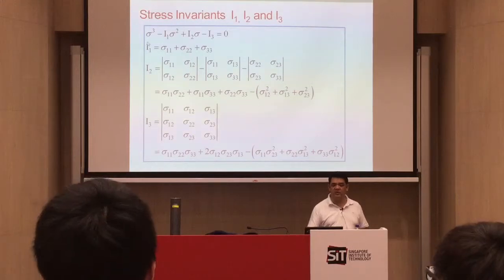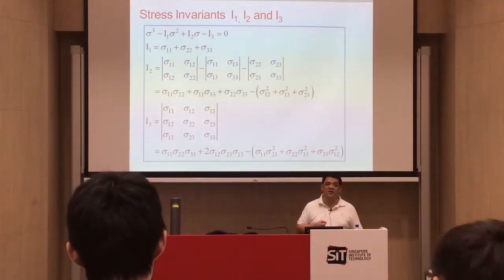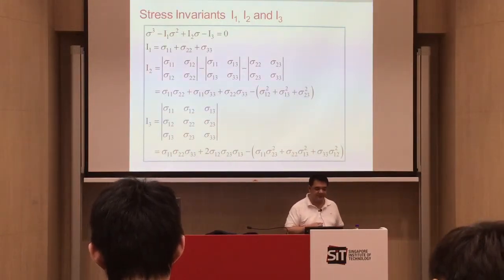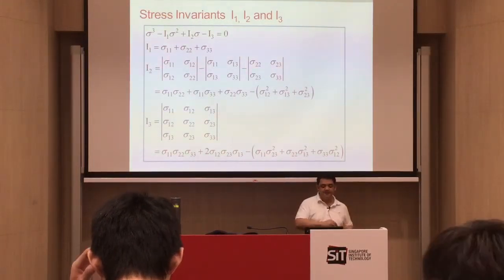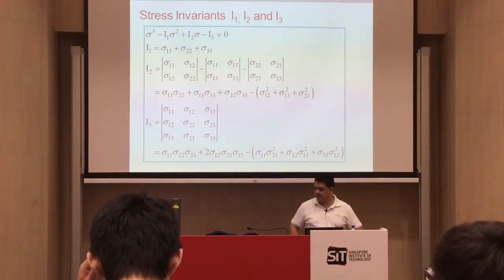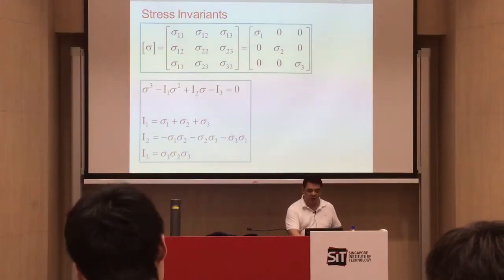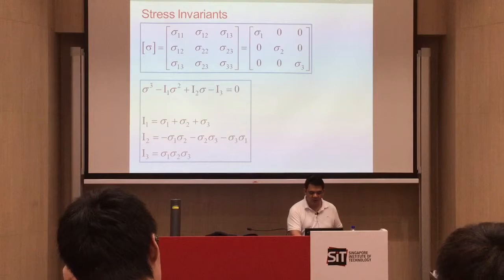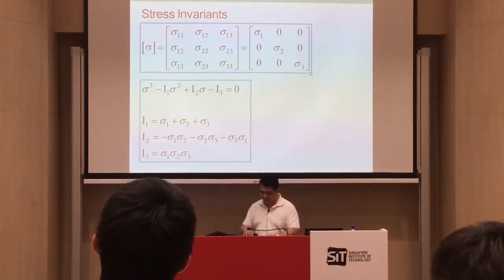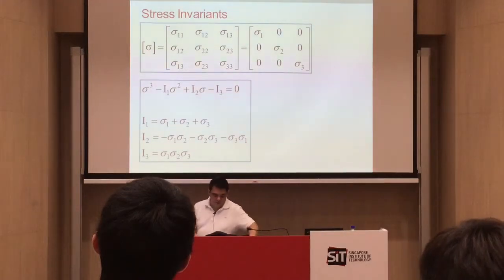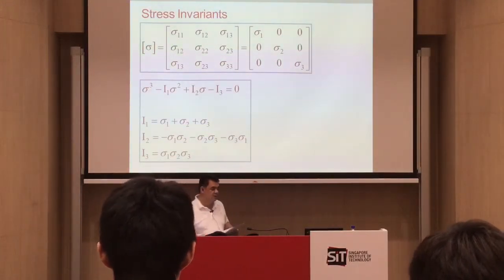Since this is a cubic equation, there will be three roots, sigma 1, sigma 2, and sigma 3. So the maximum value will be sigma 1, and the minimum will be sigma 3. Any questions with that? So of course with that, you can now have your sigma 1. So you have now sigma 1, sigma 2, and sigma 3. Any questions? Let's try to apply that.